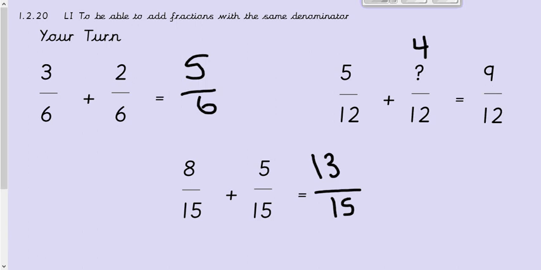Hopefully that was all okay. I think this is quite straightforward. Once you remember to keep the denominator the same and just add the numerators. Even I'm getting myself in a pickle. Sorry, it must be a Monday morning. If you remember to keep the denominator the same and you just add the numerators, then it should be quite straightforward. It's just practicing it really, and that's what you're going to be doing today for your main task.